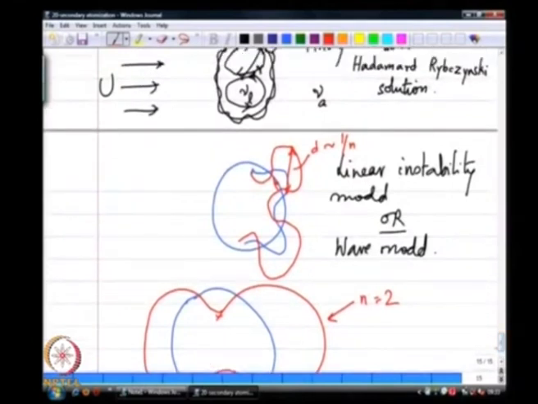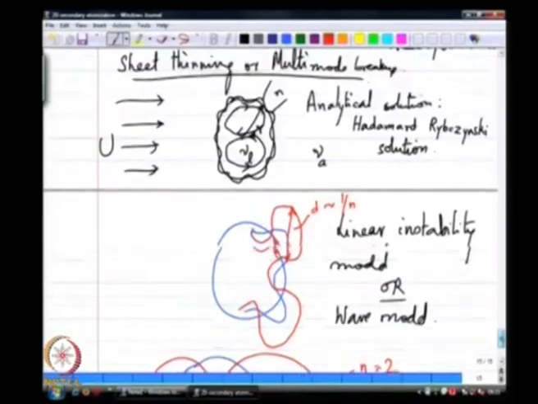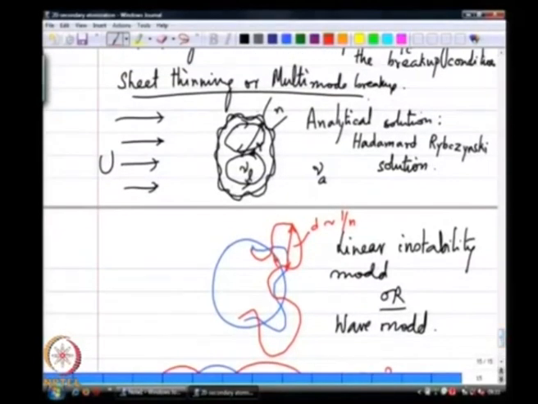So, as n increases, or more precisely as n star, the most unstable wave number increases, the size of the drop that you are pinching off becomes much smaller than the size of the parent drop itself, which basically means that the fact that the parent drop has some initial curvature is no longer as important. This is practically like ripples on a lake.